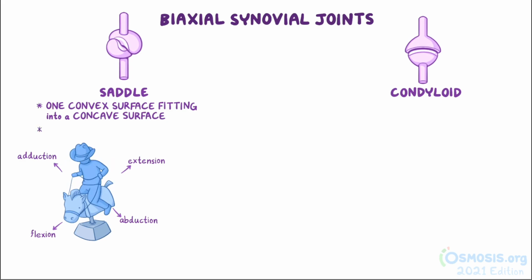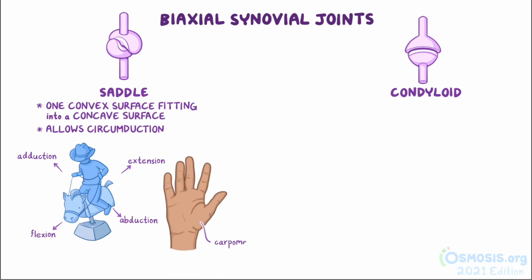Combining these movements also allows a certain level of circumduction. A good example is the joint of the thumb and the hand, called the carpometacarpal joint of the thumb. Move your thumb around and see for yourself.